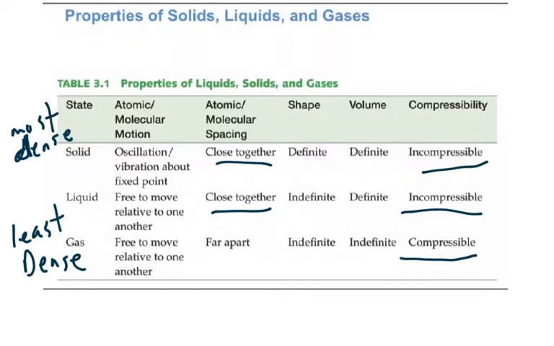Now, the only substance that doesn't follow this pattern would be water. Water is the only substance that when it becomes a solid, when it becomes ice, the particles actually spread out, they expand. So water would be the only substance where the state of matter as a liquid would be the most dense. Normally, the solid state of matter is the most dense in general.